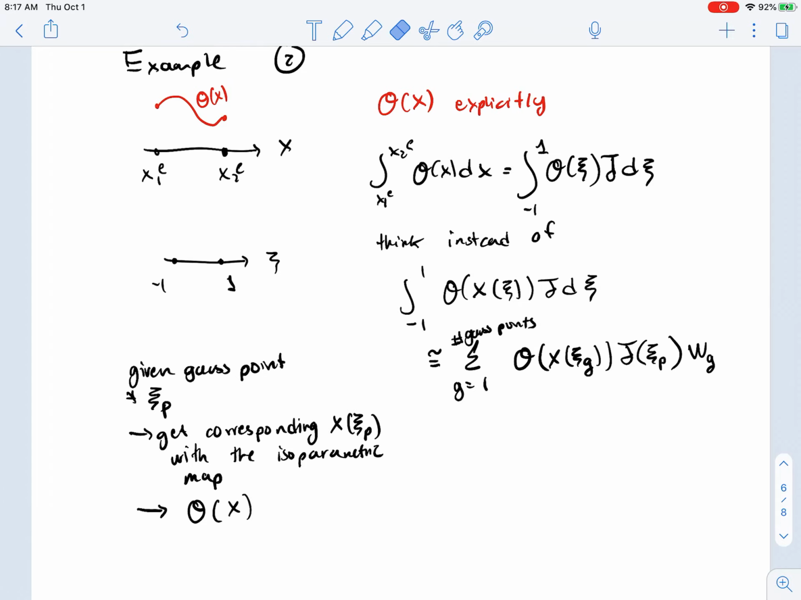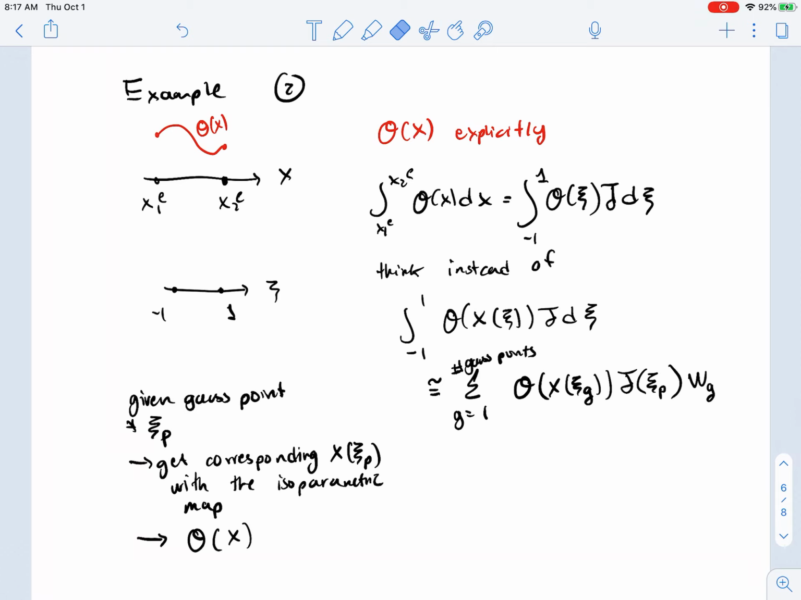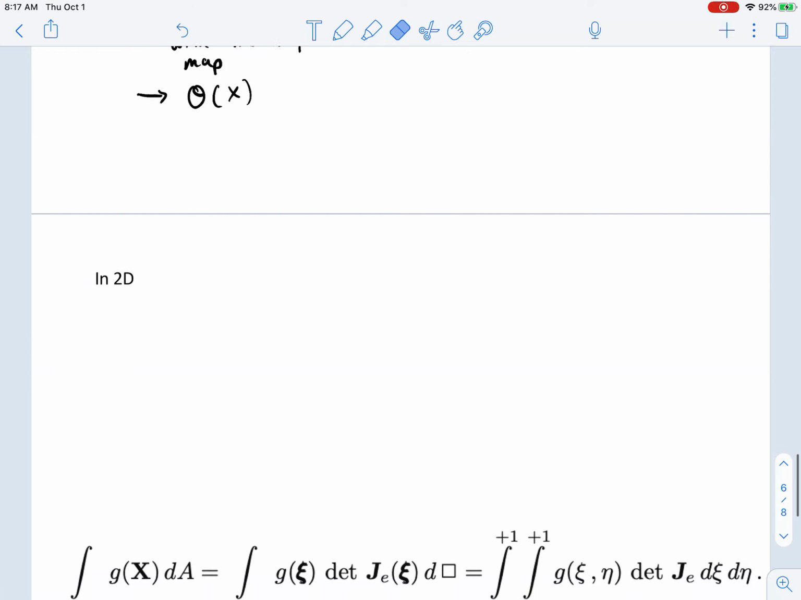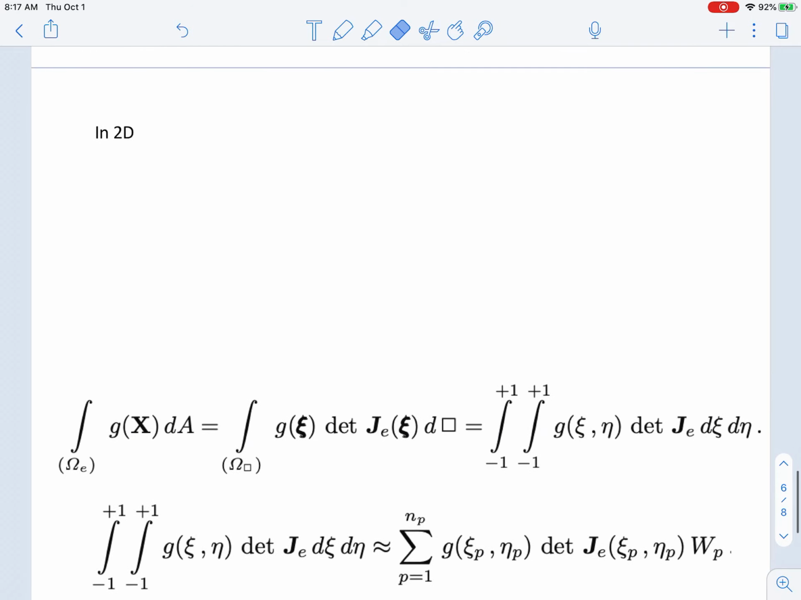And this is not just true for linear elements. The Gauss integration is independent of the degree of the shape functions, right? The Gauss points just give you a recipe for integrating between -1 and 1, depending on however many points you want to use. And then the isoparametric map and the Jacobian work equally well for linear or quadratic shape functions. In 2D, same as before, right?